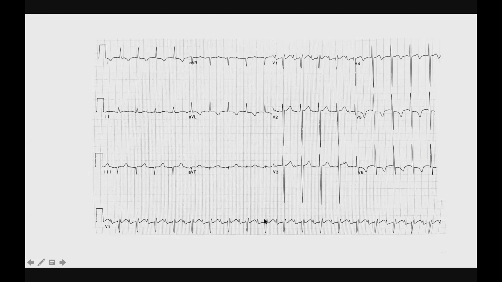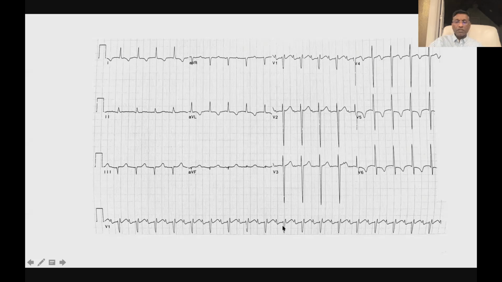And if this is a P wave, then what are we dealing with here? 2-to-1 conduction, right? Every other P wave is conducting. This P wave blocks, this one conducts to the QRS. This P wave blocks, this one conducts to the QRS. And what is the atrial rate here? Let's see, what's a good one here? Let's say 250 milliseconds maybe.